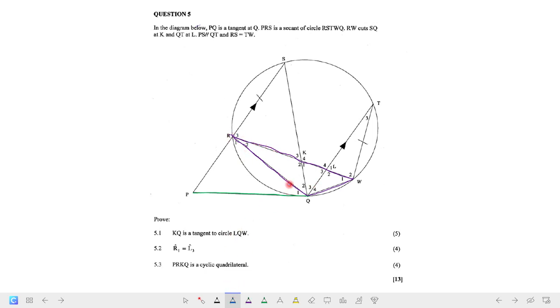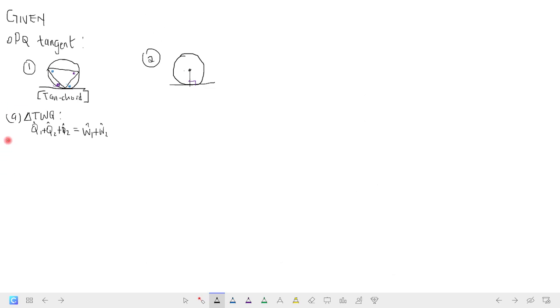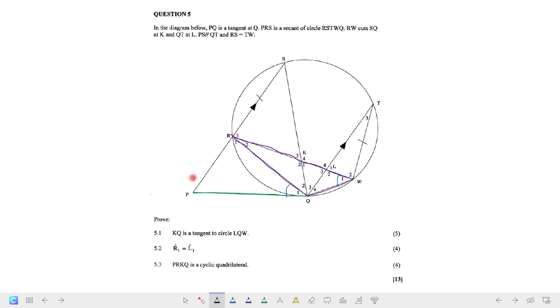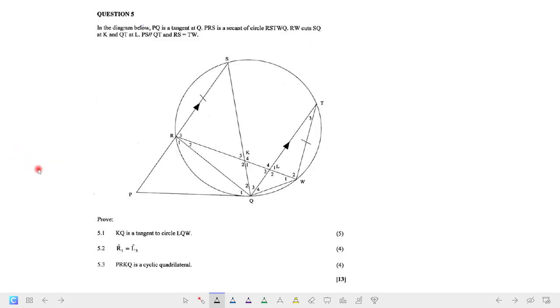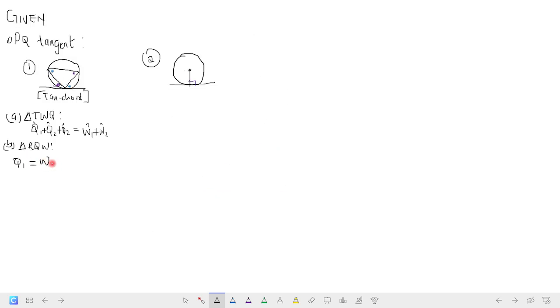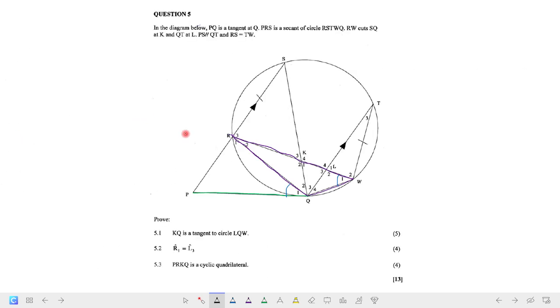So what does this one say? It says that this angle is going to be the same as that angle. So we're going to say RQW. The second triangle that we saw with the same shape is triangle RQW. In RQW, I can see that Q1 is the same as W1. Alright, let's see, is there another triangle there? Okay, so I see a third triangle, so let me remove this one.